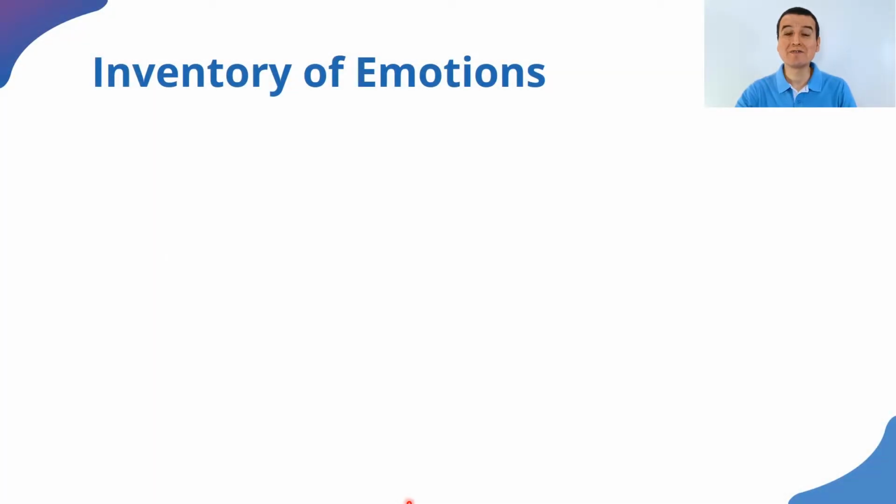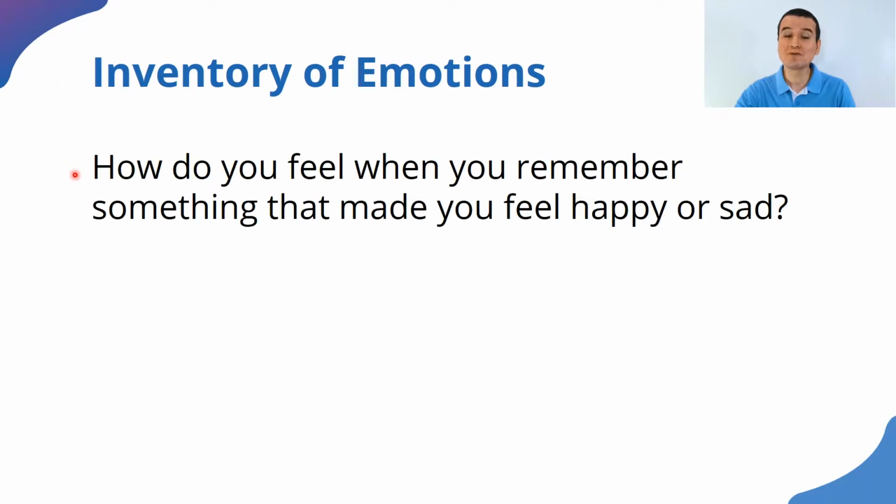Hi, in this video we're going to have a practice activity, and that practice activity consists of writing an inventory of emotions created by a poem. I'd like to ask you this first. How do you feel when you remember something that made you feel happy or sad? Something happened in the past and you were happy or sad. How do you feel when you remember that?